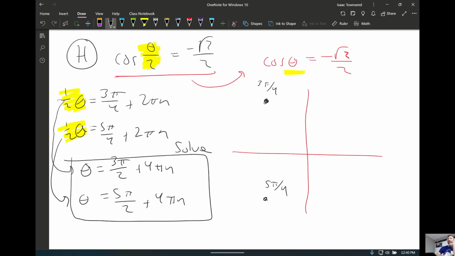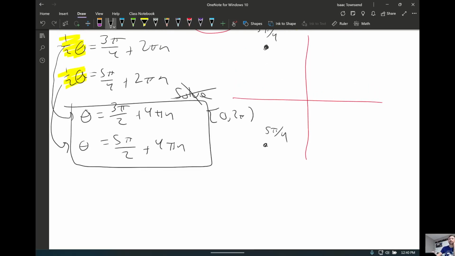But on the back, our directions are not solve. They say give the answers between 0 and 2 pi. So we need to use these as a way to extract all the answers. This says one answer is 3 pi over 2. And it says you get another answer if you add 4 pi to that. But if I add 4 pi to that, it's going to be way bigger than 2 pi. So for this first equation, the only thing between 0 and 2 pi is 3 pi over 2.